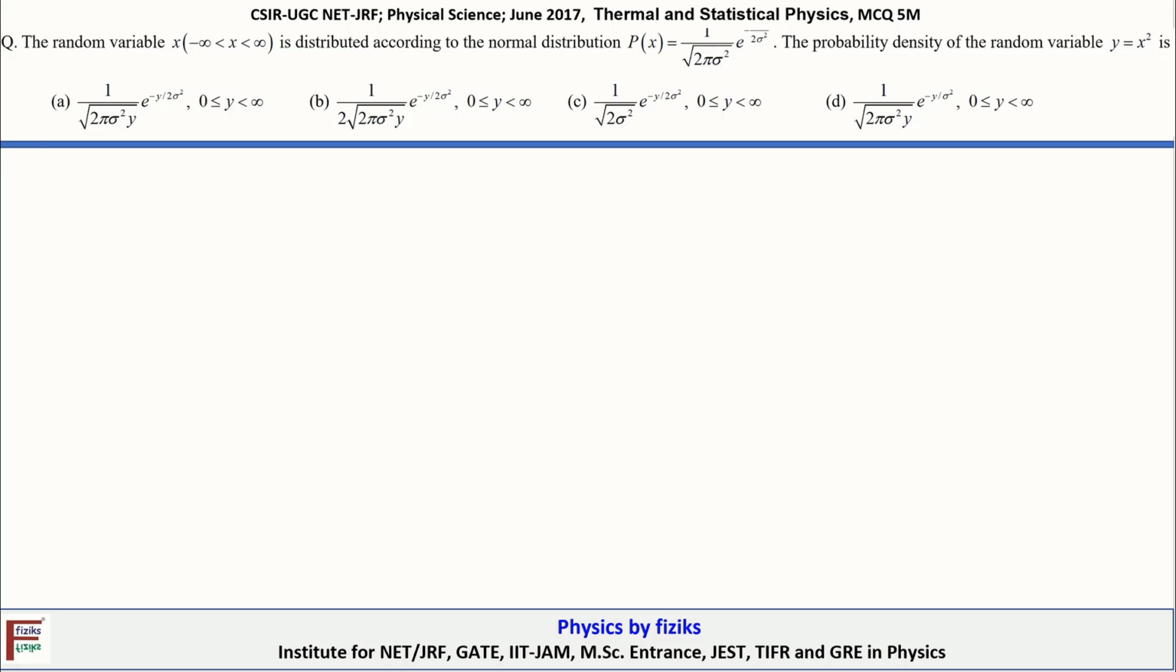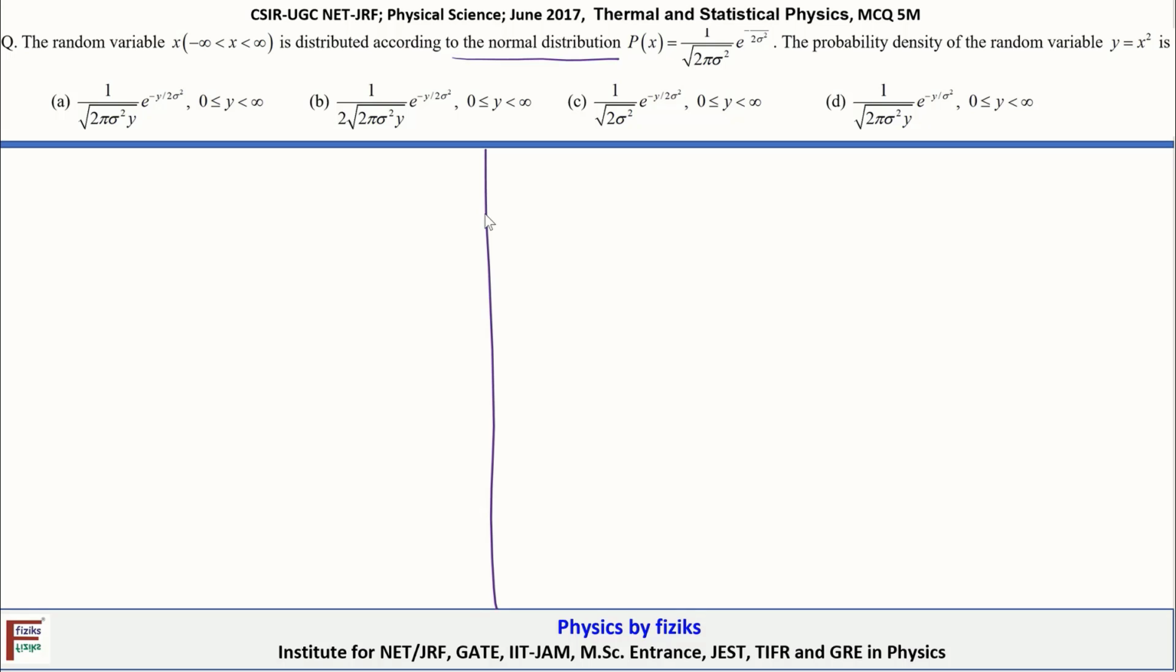Okay, so let's take a look at the next problem. It's a problem which is related to the random variable, which is usually discussed in both mathematical physics as well as in statistical mechanics. So that's why I'm considering this problem here. The problem is: the random variable x, which ranges from -infinity to infinity, is distributed according to the normal distribution which is given to us. The probability density of the random variable y equal to x square is asked. Okay, so let's continue with the problem.